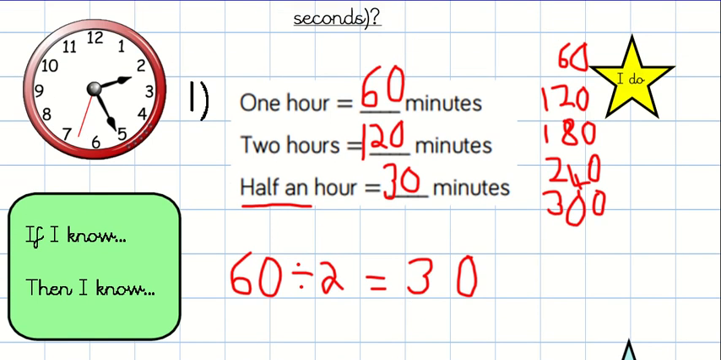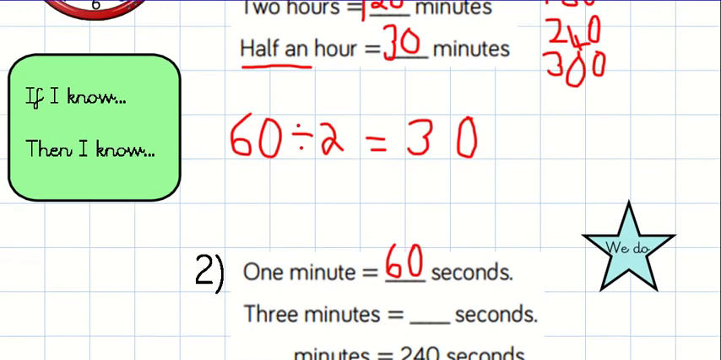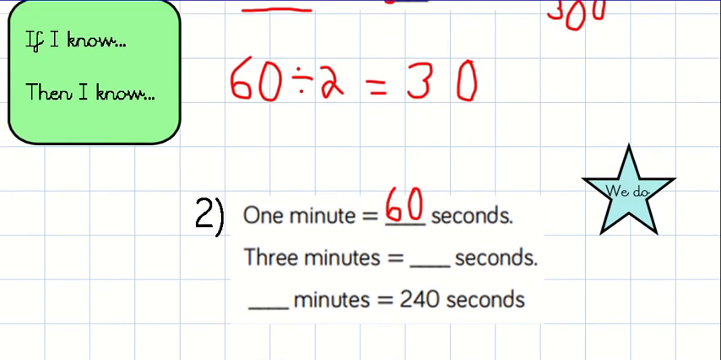So I'll just whiz back up to there. Okay, so if 1 minute is 60 seconds, you have a go now. Pause the video. Can you work out what 3 minutes is? And could you do the reverse and work out what 240 seconds is? Have a go, pause the video and come back and I'll show you my thinking.